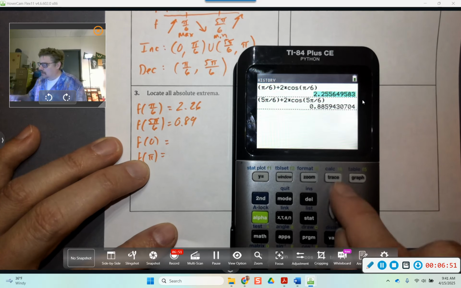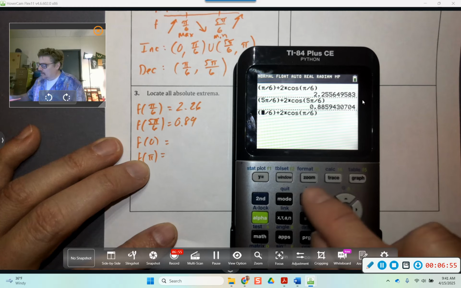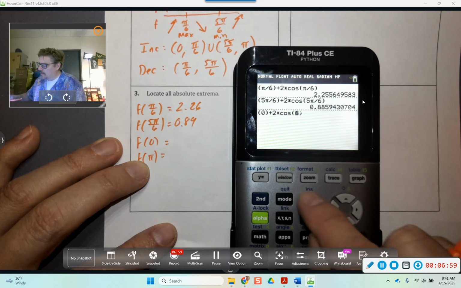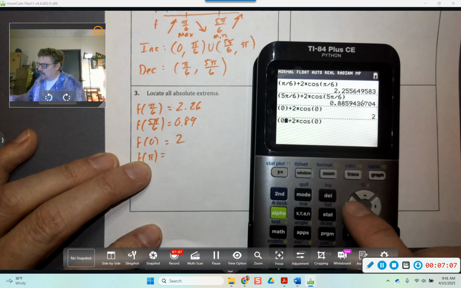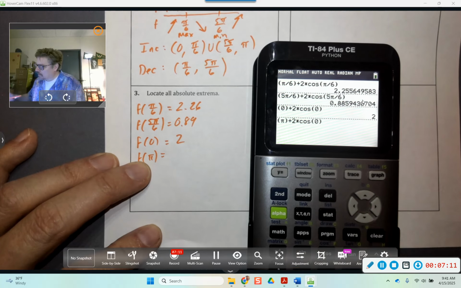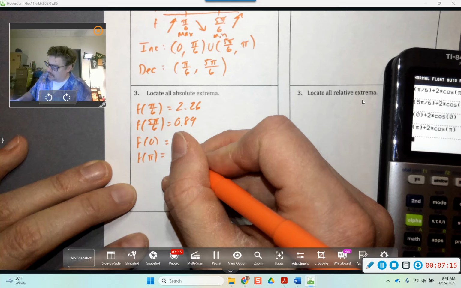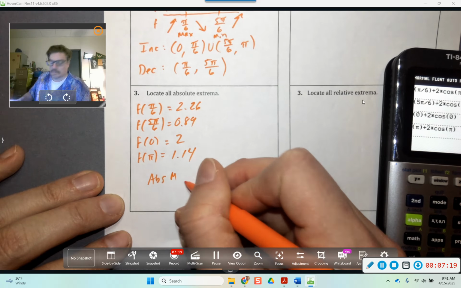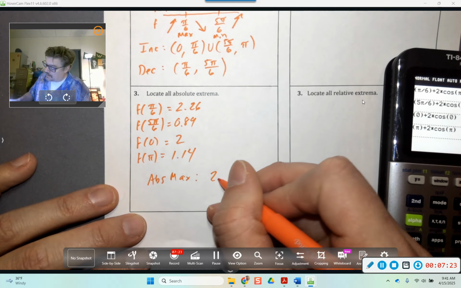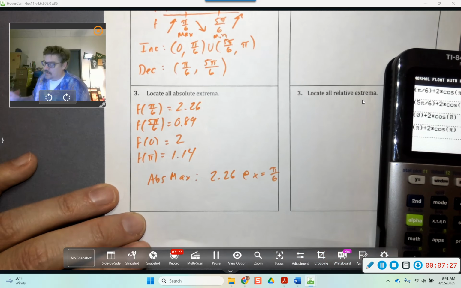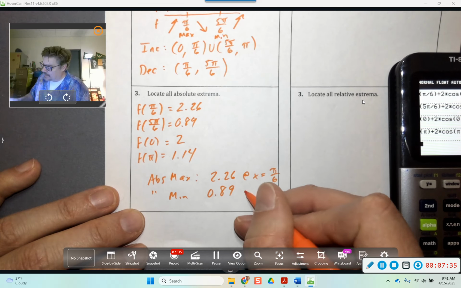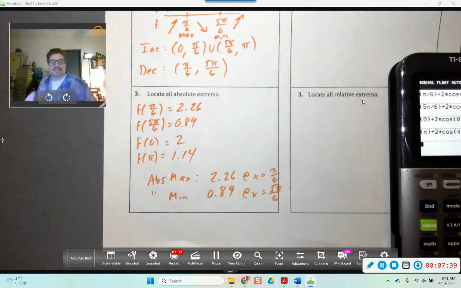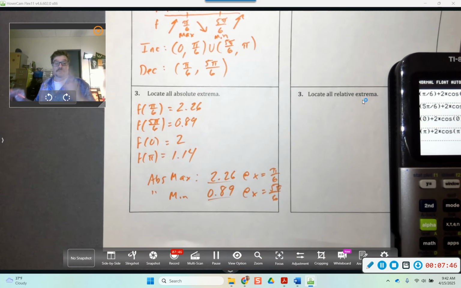Now let's go 0, which gives 2. Now we go f of pi, and we get 1.14. So the absolute max is the biggest number, 2.26 at x equals pi over 6. And the absolute min is the smallest number, which is 0.89 at x equals 5 pi over 6. So we did not use the endpoints. The endpoints were somewhere in the middle of the values. But these are our absolute max and absolute min. Another video for the second problem.